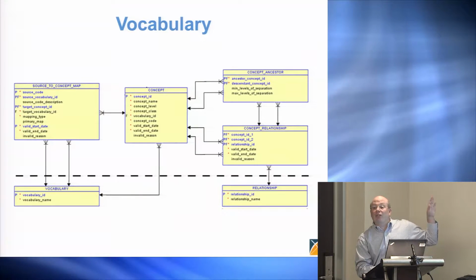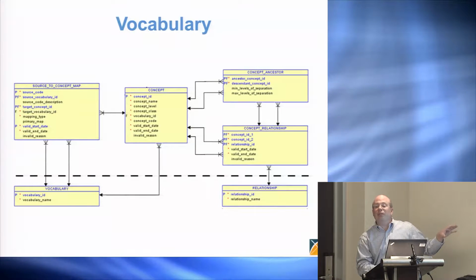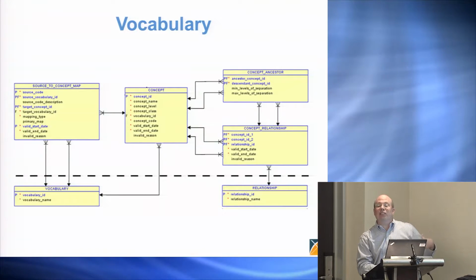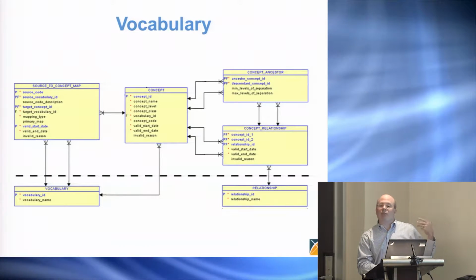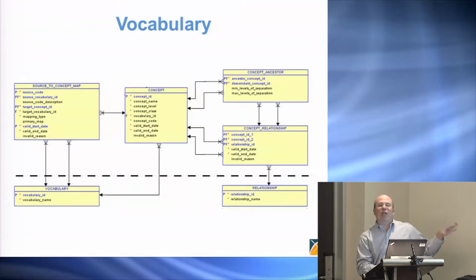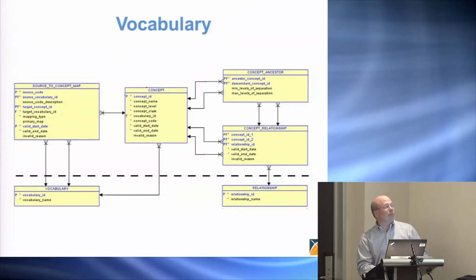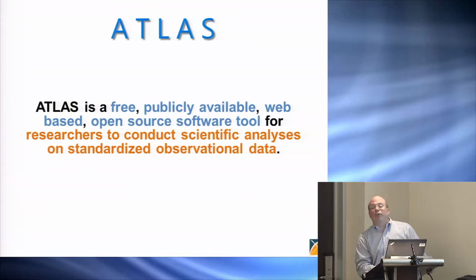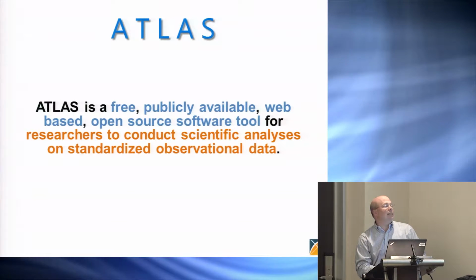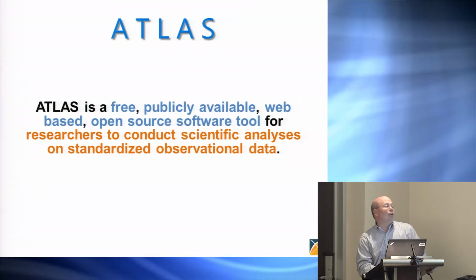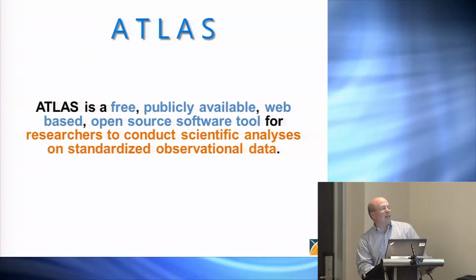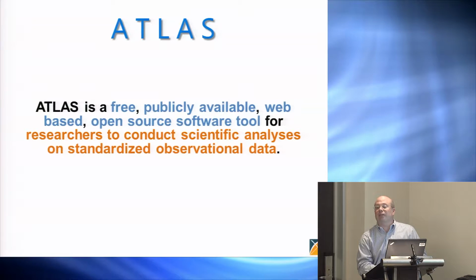Just to base ourselves, everything that Christian just showed you is what Atlas exposes. All Atlas is doing is giving you another way to get to the information that is in the vocabulary tables within the schema. Okay, so for those who may not know, Atlas is a free, publicly available, web-based, open-source software tool for researchers to conduct scientific analyses on standardized observational data.